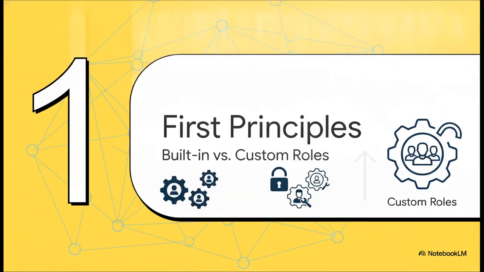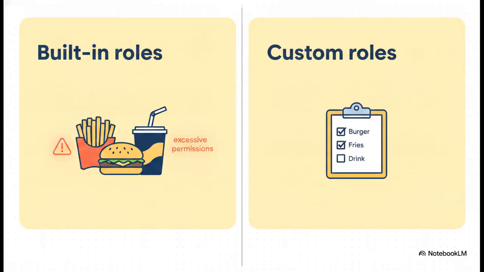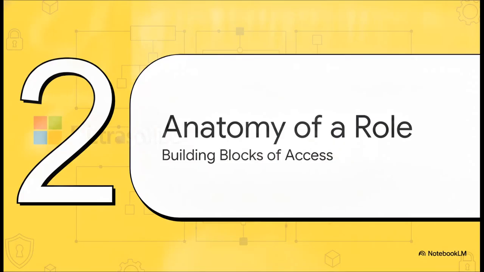First principles, built-in versus custom roles. Think about Entra ID's built-in roles like a fast food combo meal. They're prepackaged, super convenient, but they almost always come with a bunch of extra sides you didn't really want. In the identity world, those sides are excessive permissions. Custom roles, on the other hand, that's your a la carte menu. You're picking highly specific, granular permissions that map exactly to what the business needs, leaving absolutely zero excess privilege on the table.